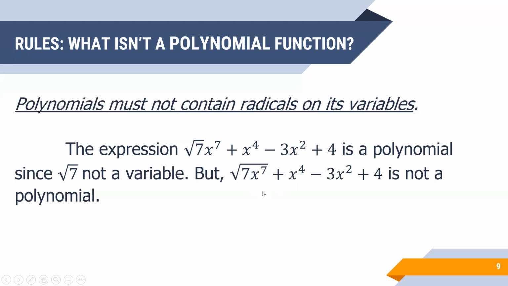Okay? So that's the 4th rule. Again, number 1, a polynomial must not contain a variable in its denominator. Next, it must not contain a negative exponent. Next, a polynomial must not contain a fractional exponent. Okay po, dapat walang fractional exponent ang polynomial. And next, it must not contain radicals on its variable.